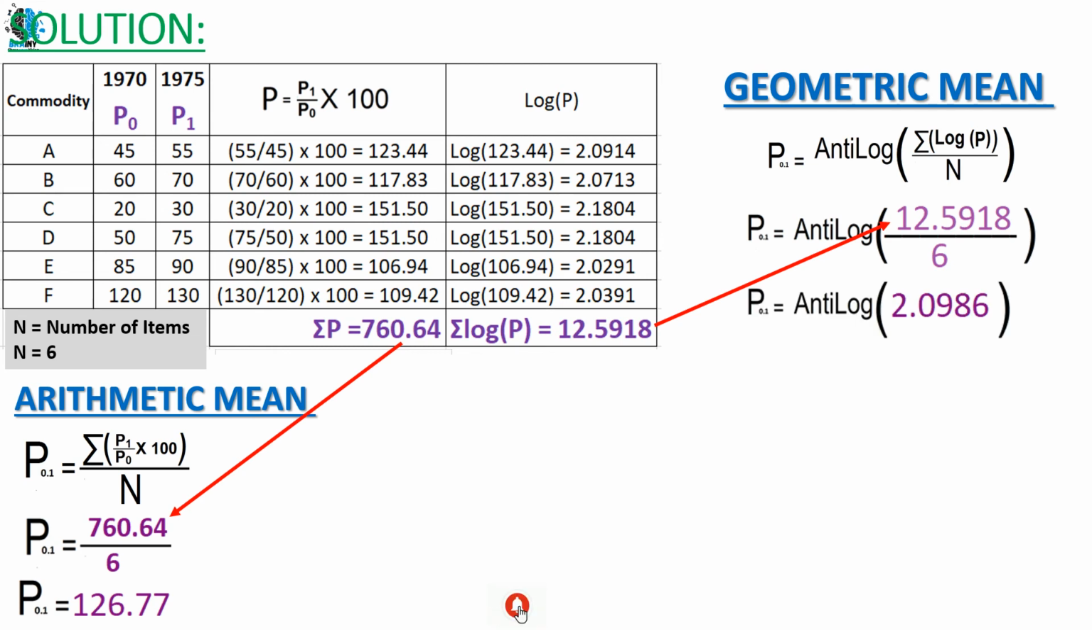The N value is 6. So if I calculate 12.5918 divided by 6, I get the average, 2.0986, which is the average log value of all the price relatives. To this average log value, we have to find the anti-log. The anti-log of 2.0986 is 125.48. This is my geometric mean value.